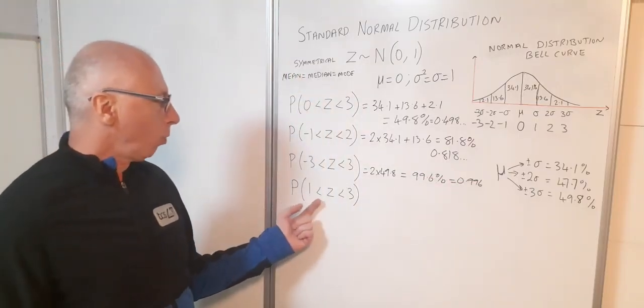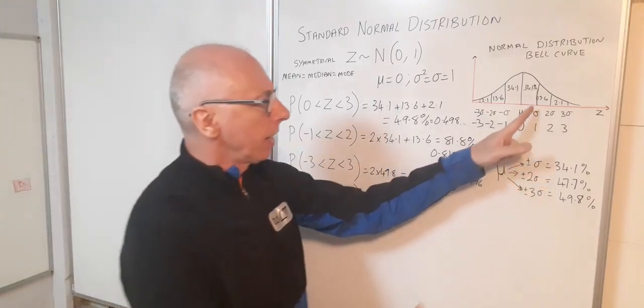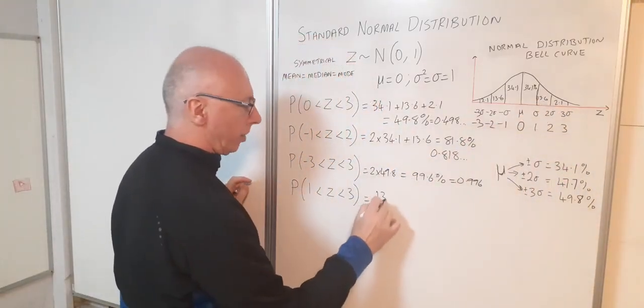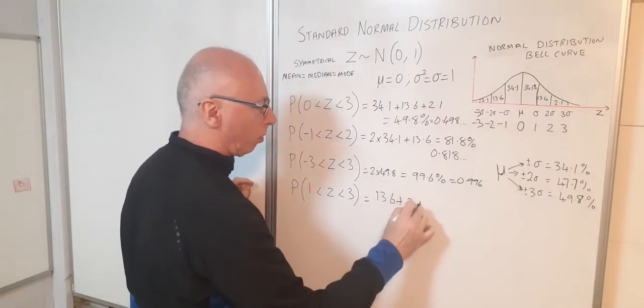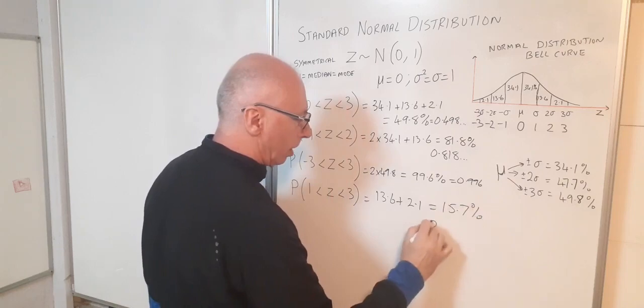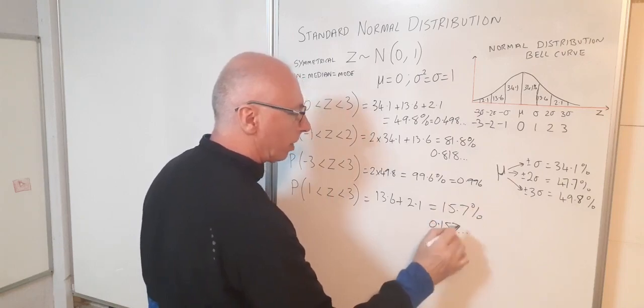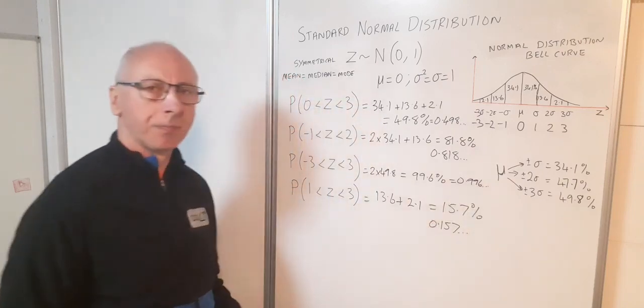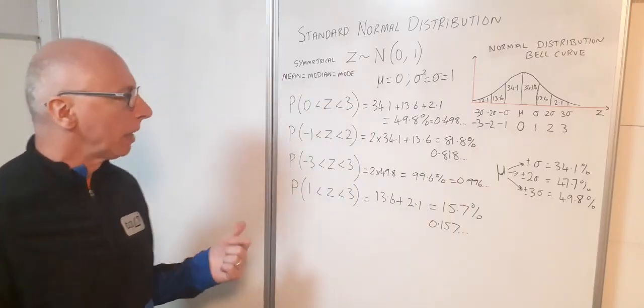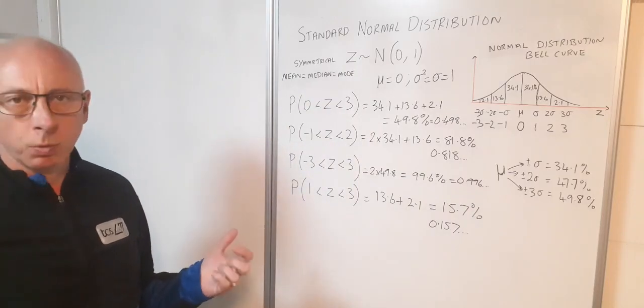And then the last one, 1 to 3. So that would be the area with this segment and this segment. So that is 13.6 plus 2.1, which equals 15.7%, which is 0.157 approximately, as is that one. And that's how you would calculate standard normal distribution probabilities using the empirical rule.